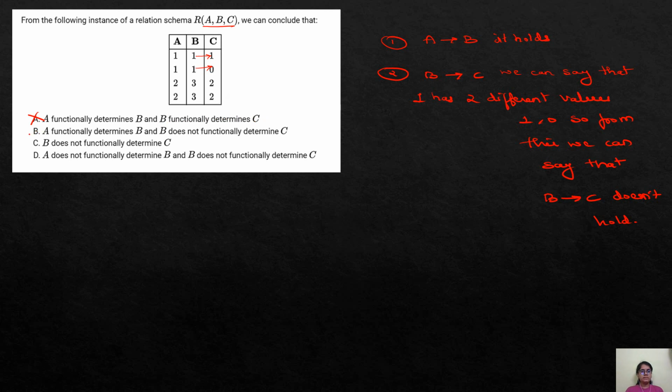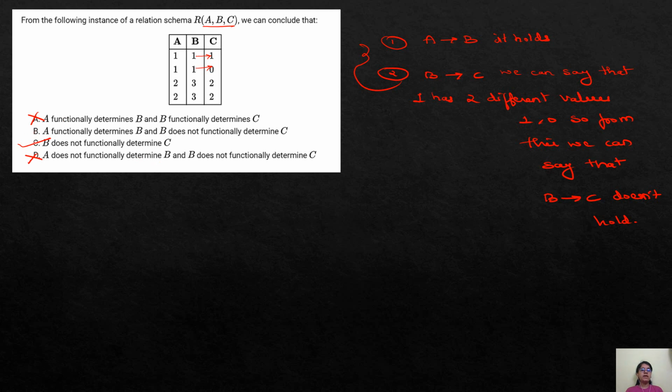Now option B says A functionally determines B and B does not functionally determine C. As per this conclusion, option B is correct. But I want to tell you something. Let's verify option C. B does not functionally determine C. This is exactly correct because we have just seen this, so we will mark it. D is not correct because for this table A is functionally determining C. So here itself D gets wrong. So we have the solution.